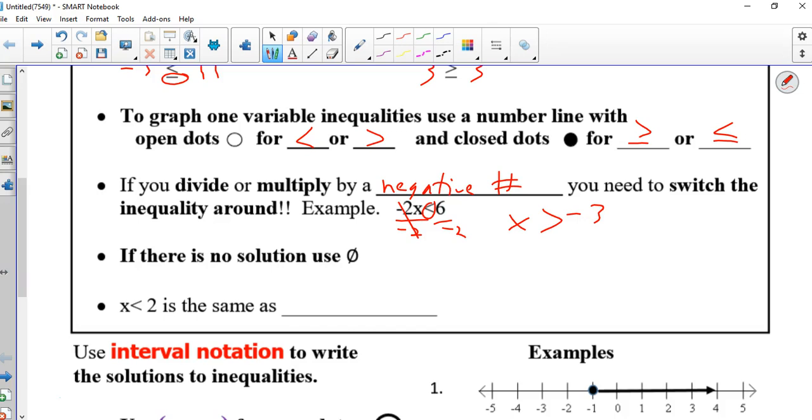If there's no solution, we put the null set, the empty set symbol. And x is less than 2 is the same as 2 is greater than x.